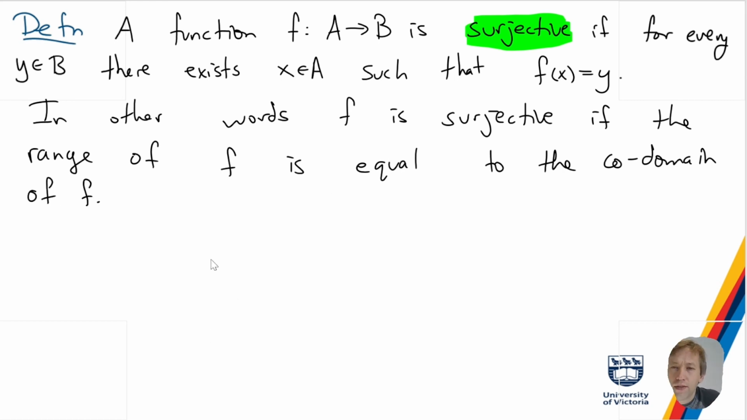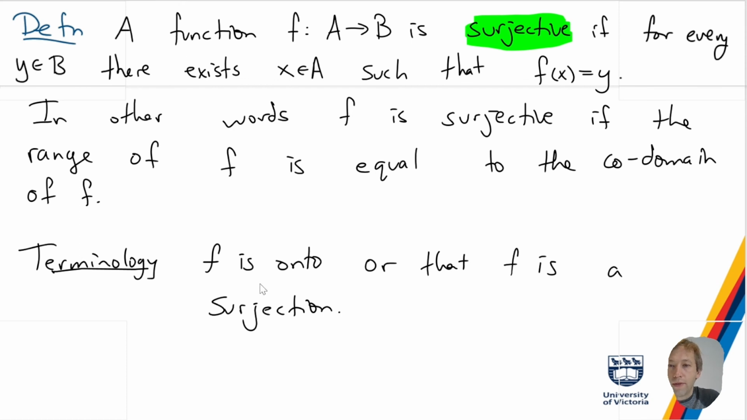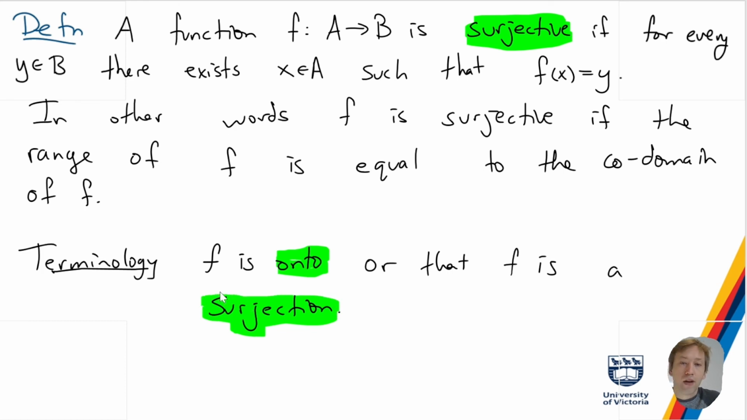Another terminology for this is that we sometimes say f is onto, so onto means the same as surjective, or that f is a surjection. So if you ever hear the word onto, that means the same as surjective, or if somebody says that a function is a surjection, that also means the function is surjective or onto. Or the same thing as saying that the codomain of f is equal to the range of f. So if you forgot these words like codomain and range, I suggest reviewing them from the previous video.